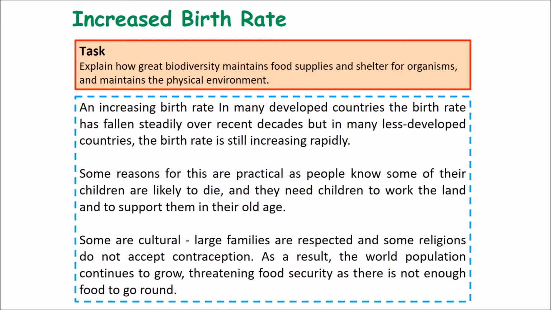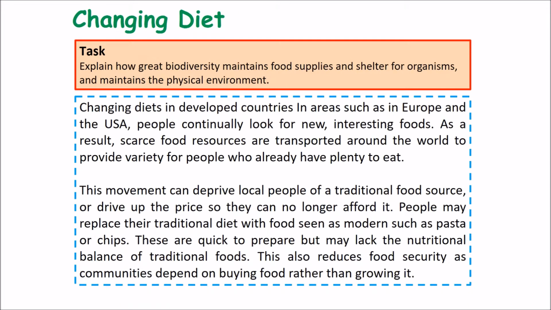Some reasons are cultural. Large families are encouraged by some religions, which do not accept contraception. As a result, the world population continues to grow, threatening food security and space for people to live. Right? So that's how an increased birth rate can affect biodiversity.